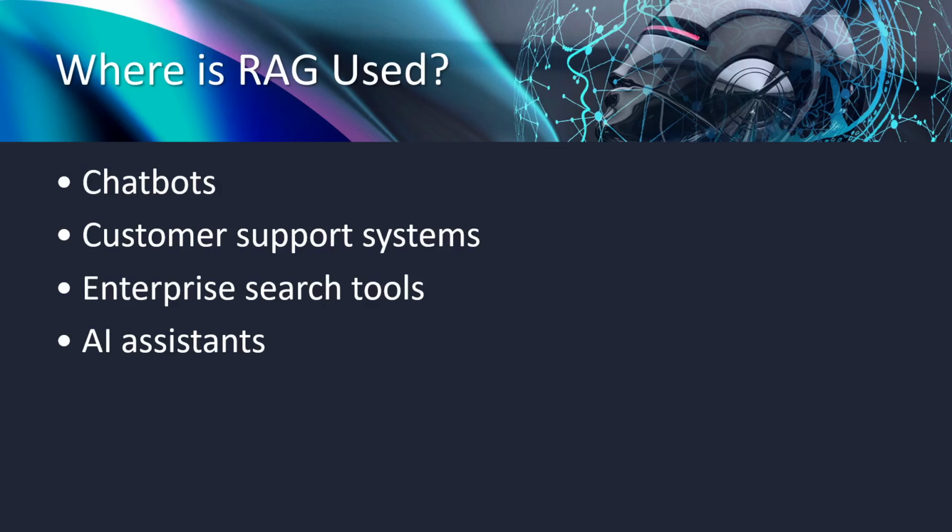So where is RAG used? Benefits of RAG we have discussed. Where is RAG used? Chatbots, customer support systems, enterprise search tools, or AI assistants, okay. So those will require more accurate information. Okay. You don't want to mislead your user, right? If they are looking for the company's credit card, company's policy, or some help regarding the benefits of the credit card and all that, right? So you will be able to provide accurate information using the RAG.